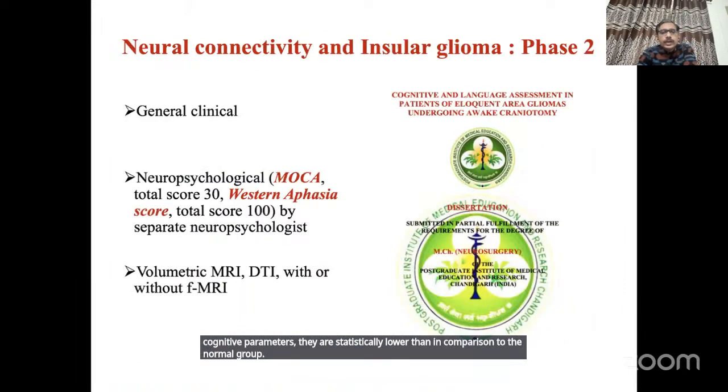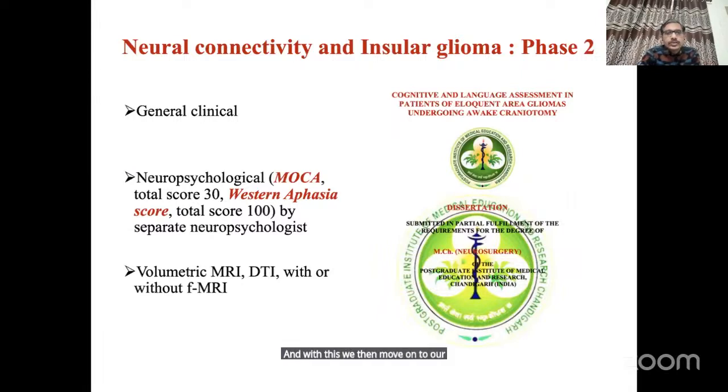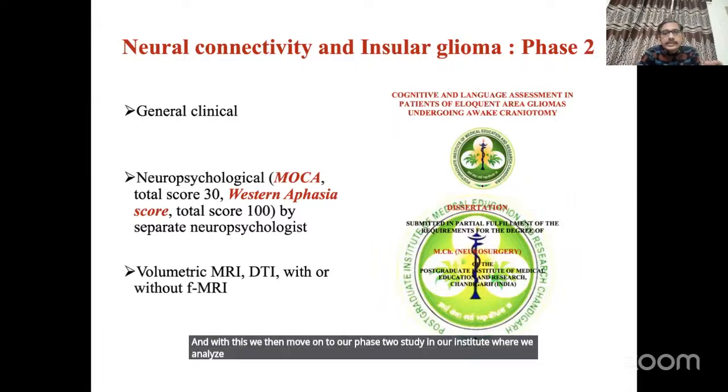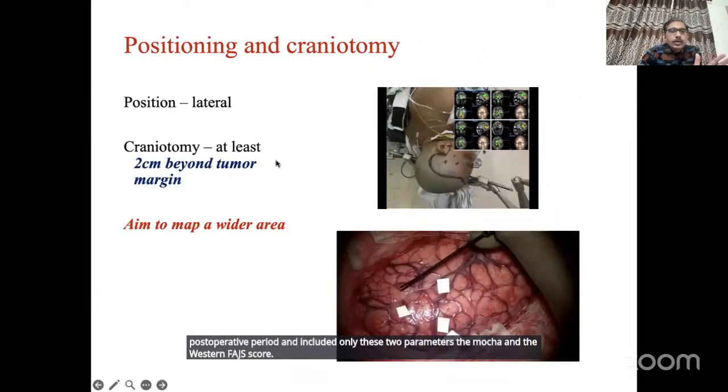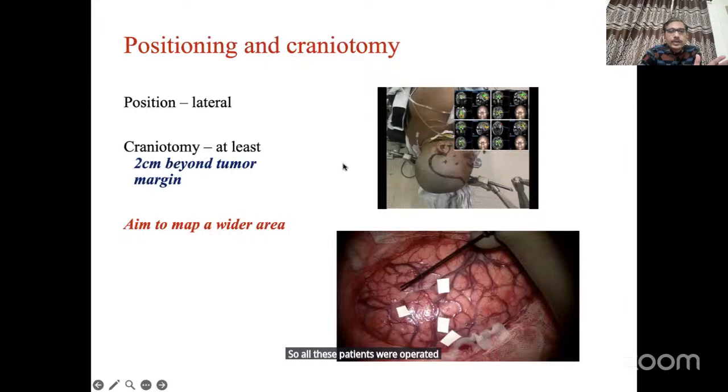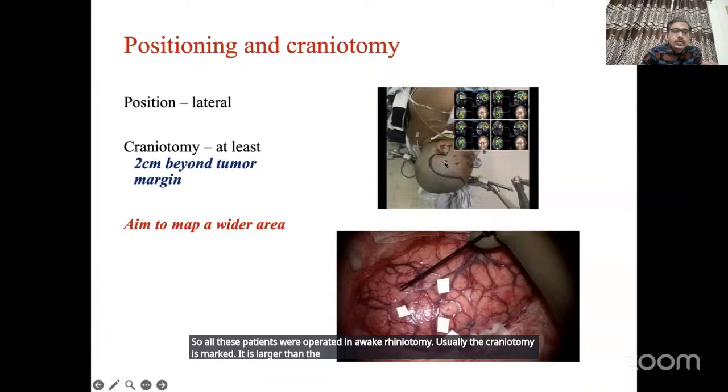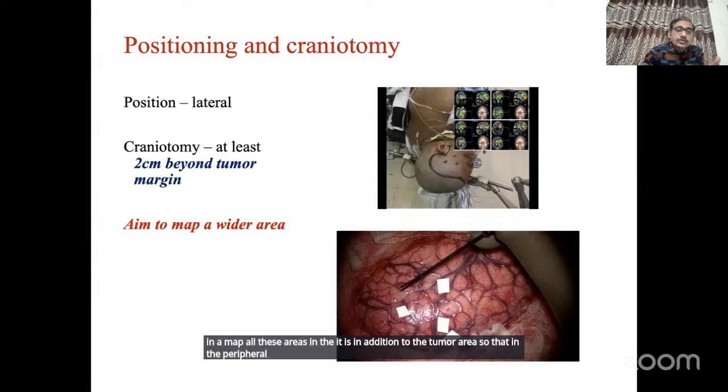And with this, we then move on to our phase 2 study in our institute, where we analyze the cognitive and language assessment of the patients who are undergoing awake surgery for insular glioma, in the preoperative and postoperative period, and we included only these two parameters, the MoCA and the Western aphasia score. All these patients were operated with awake craniotomy. Usually the craniotomy is marked larger than the tumor margin, so that we could map all these areas in addition to the tumor area, so that the peripheral white fiber tracts will not get disturbed and the function will be preserved in these cases.